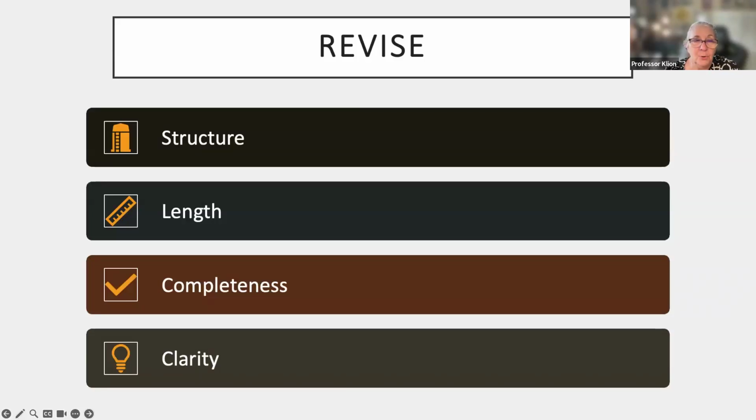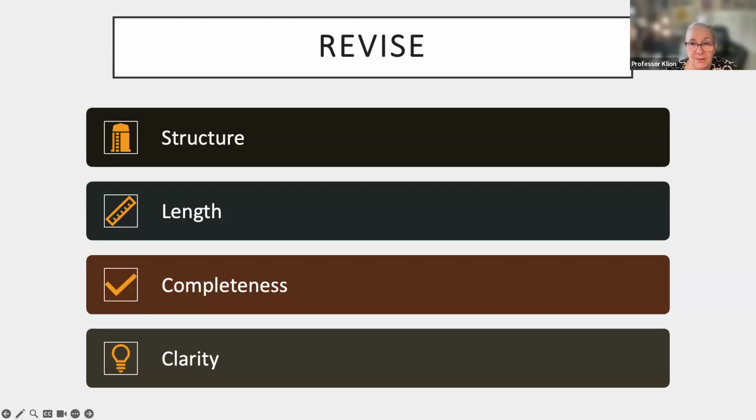Then I want you to edit for completeness. Can the reader base an opinion on the issue without doing any further research? Have you included all the relevant facts? Could someone who knows nothing about your case read it and understand your point? Is it complete?